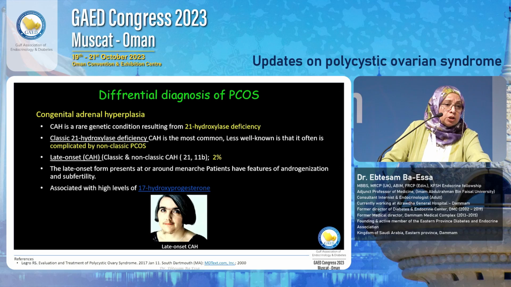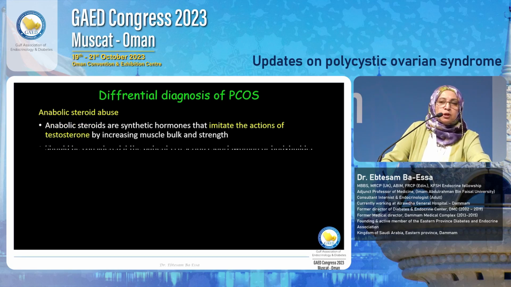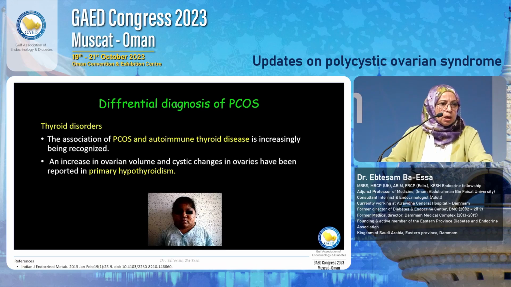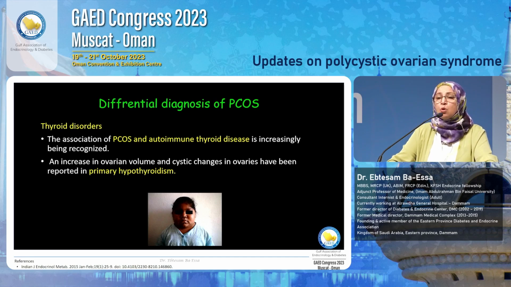deficiency, and they are usually diagnosed by the elevated 17-hydroxyprogesterone. Anabolic steroid abuse for bodybuilding, they may act like testosterone and may present with, again, similar features. You should always consider it in history. The association of polycystic ovary syndrome and autoimmune thyroid disease is increasingly being recognized, and increased ovarian volume also, and cystic changes have also been observed in people with primary hypothyroidism.